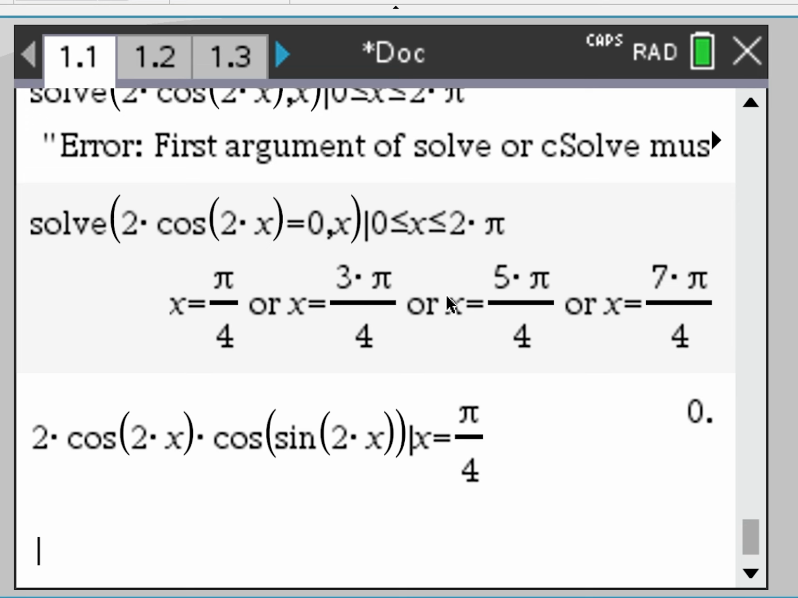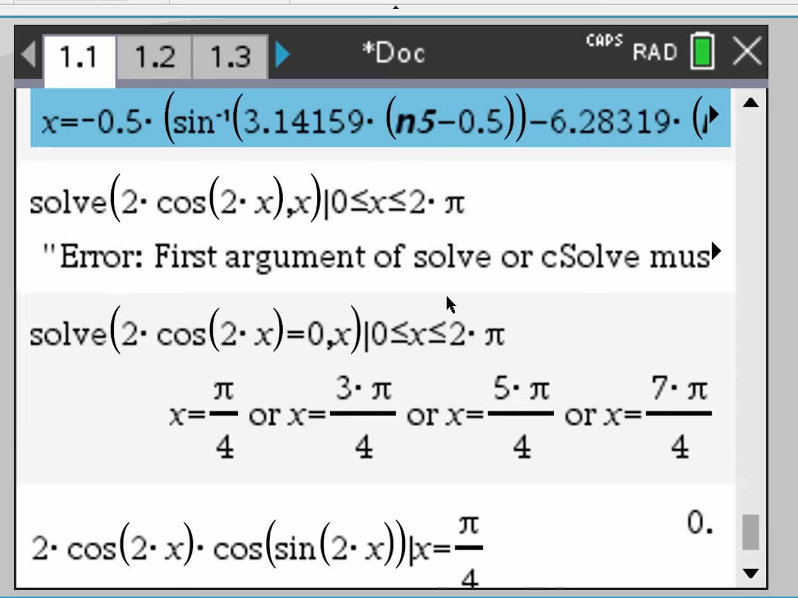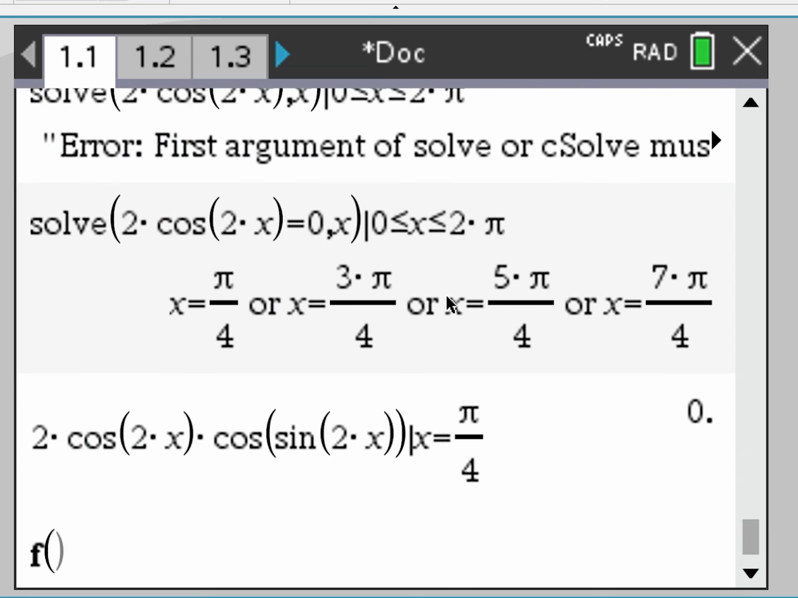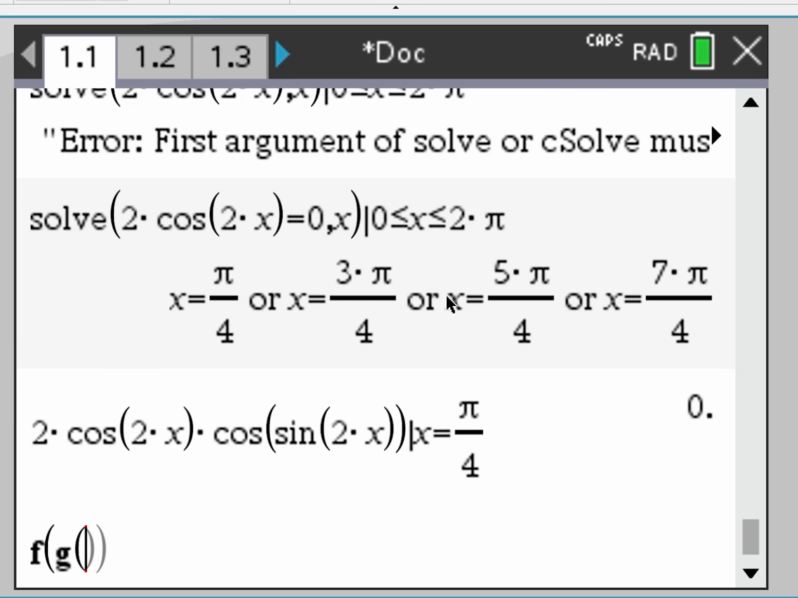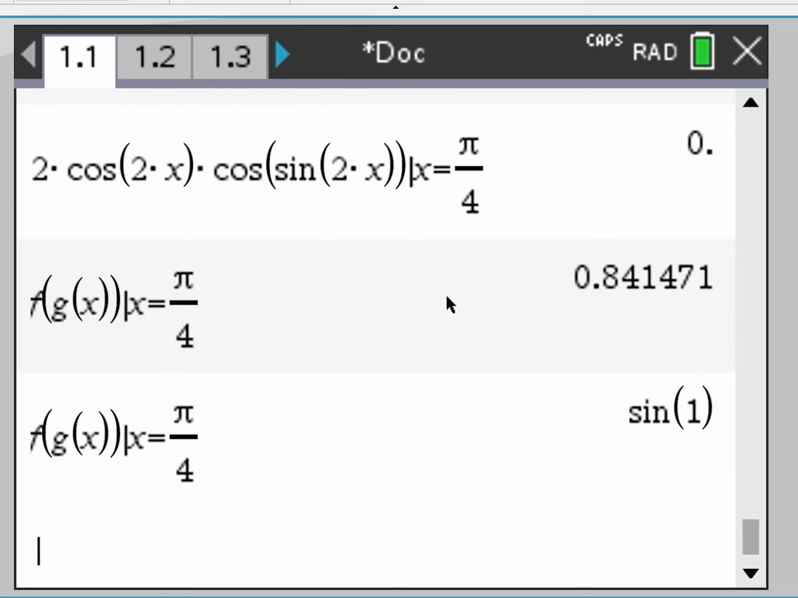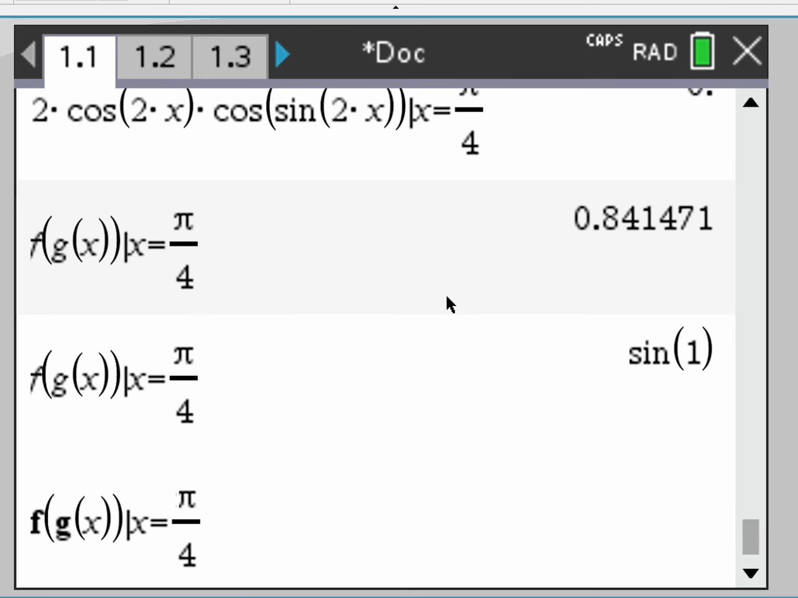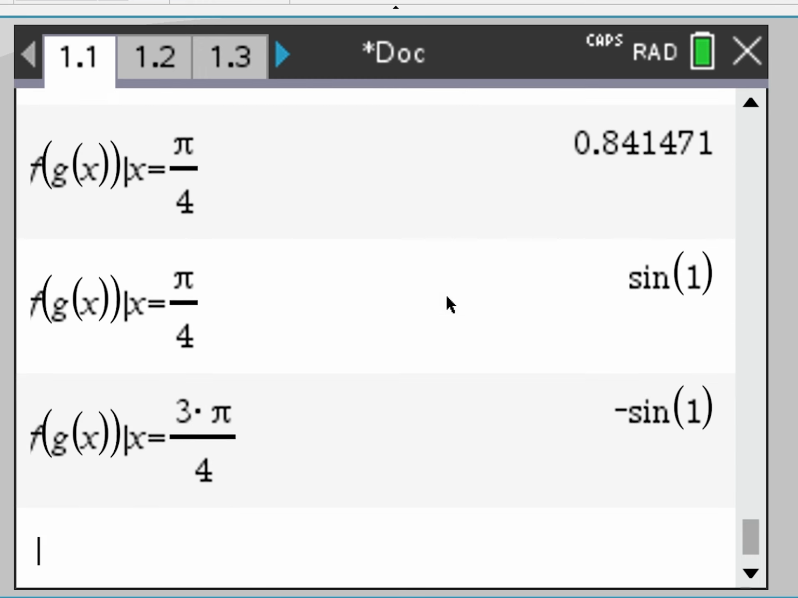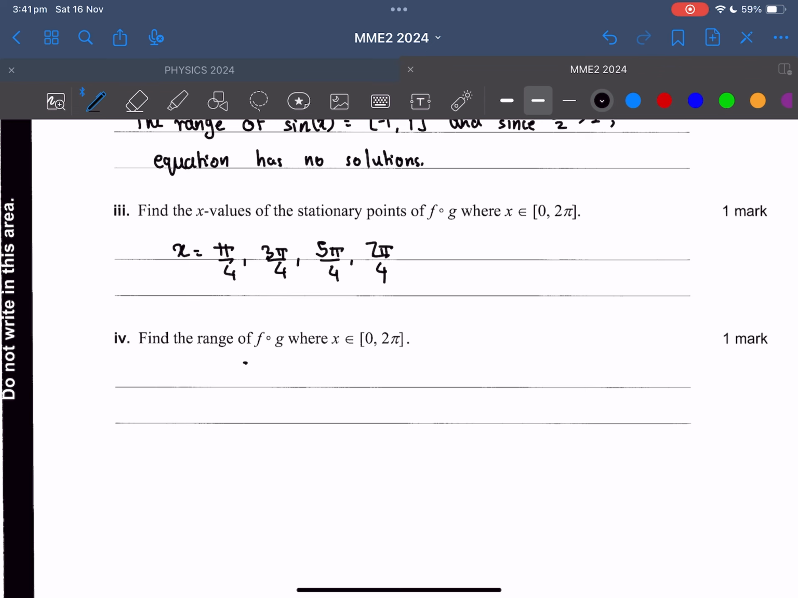Oh wait, this is a derivative function. What am I doing? We will actually put it in the f of g of x, so pi on 4. Actually, it would be better if we just do that. Pi on 4. So 0.841, or sine of 1. If I were to do 3 pi on 4, okay, so I think this is our range. So range is negative sine 1 to sine 1.